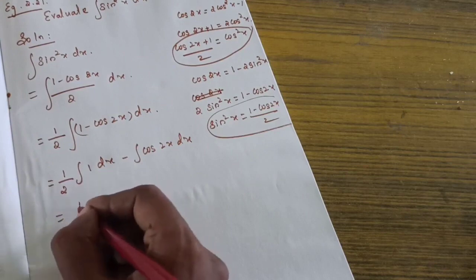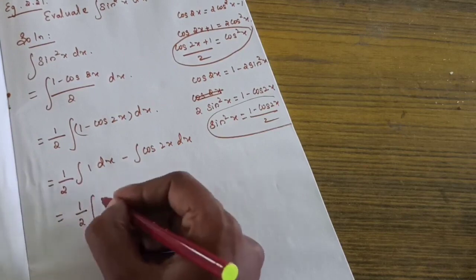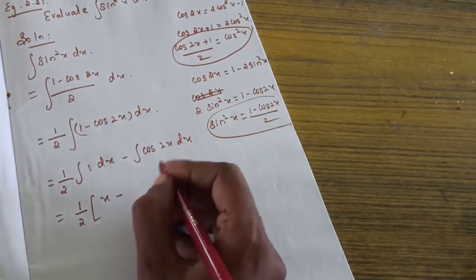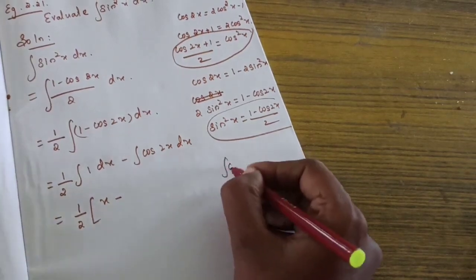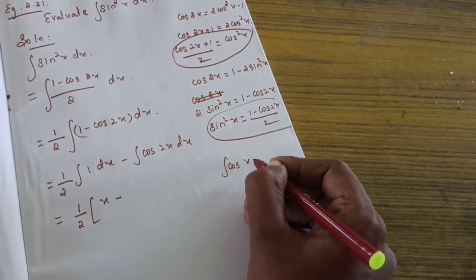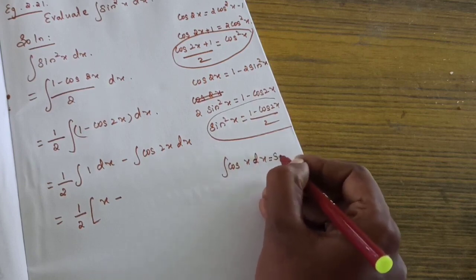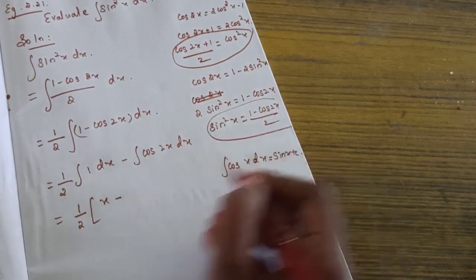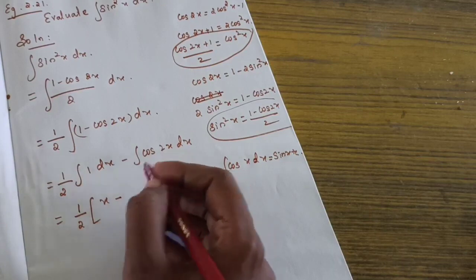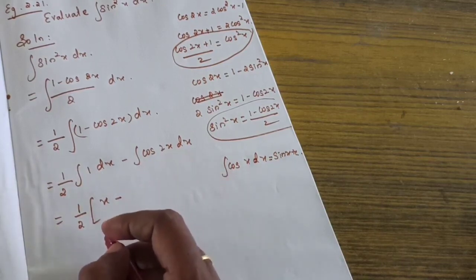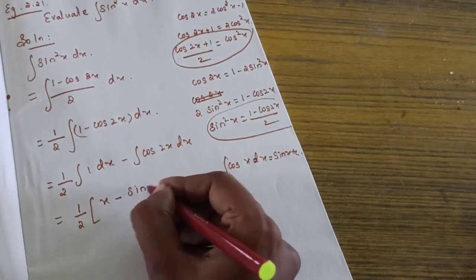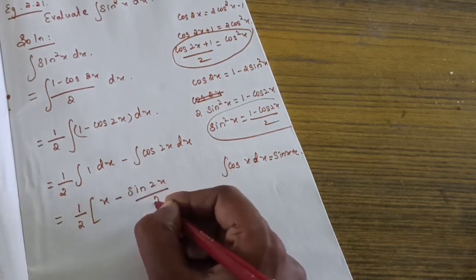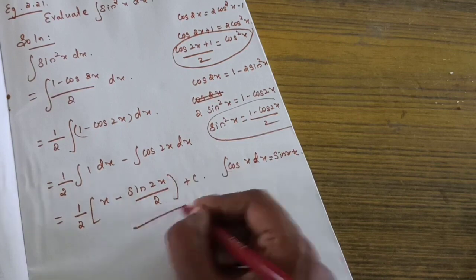That's equal to 1 by 2 into, what's the 1 dx? x minus, what is cos 2x? Cos x, what's the formula? Integral of cos x dx is sin x plus c. Correct? Now here it is cos 2x. So what will you do? We will divide by the coefficient of x also. Okay, same procedure. So minus sin 2x divided by, what's the coefficient? By 2 plus c. That's the answer.